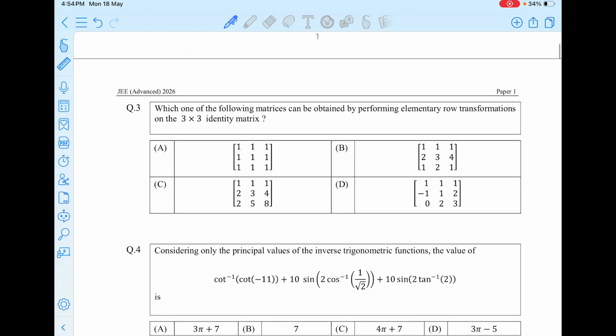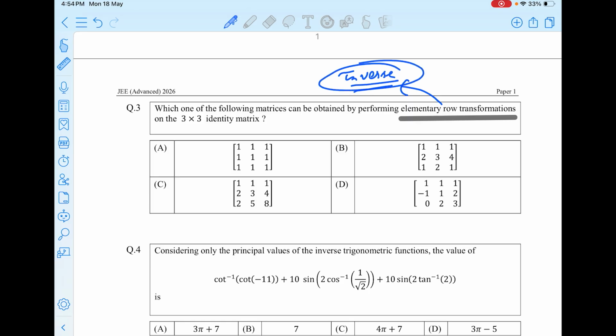Then third, which of the following matrices can be obtained by performing elementary row transformation? This is a little bit tricky question because in general, in matrices we are not discussing elementary row transformation, because previously it was there in NCERT, but now they have removed it from NCERT. But still they ask this question. What was the use of elementary row transformation? To find the inverse of matrix.